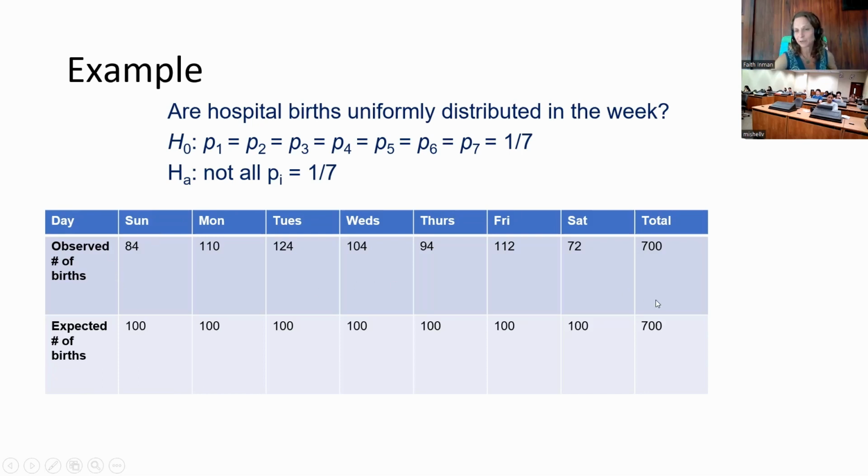And here we can make a little table and say, okay, on Sunday we had 84, Mondays we have 110, Tuesdays 124, and so on. Our total here again is 700, and our expected is 100 on each day of the week. We can right away see there are fewer than expected on Sunday, and on Monday the observed counts are more than expected, and Tuesday also more than expected. But is it enough to say that this is really a significant pattern? Is this a significant difference of the observed from expected?